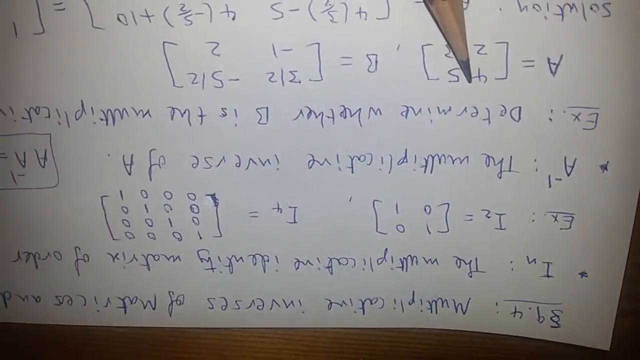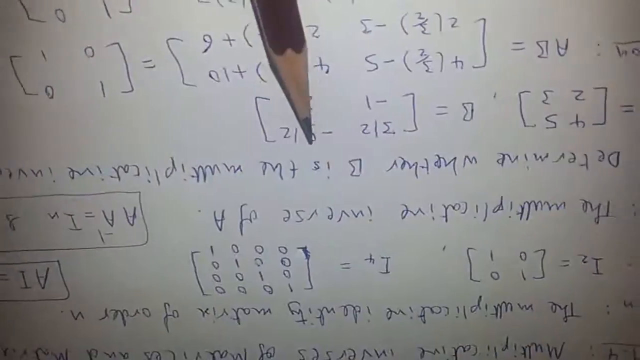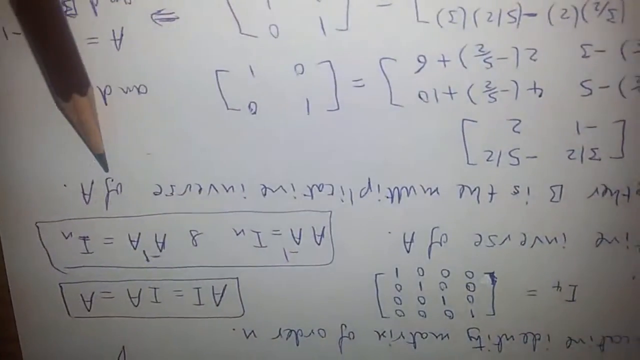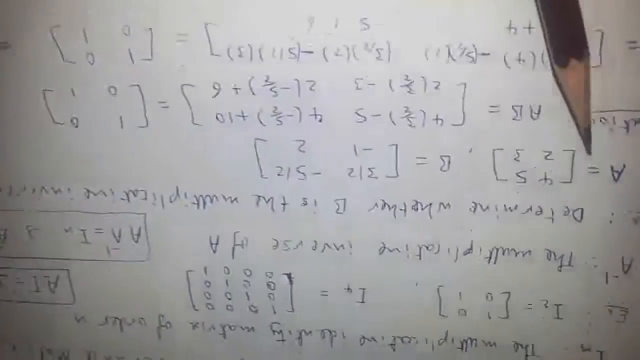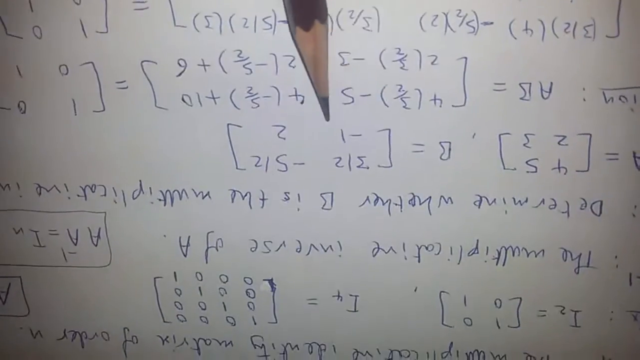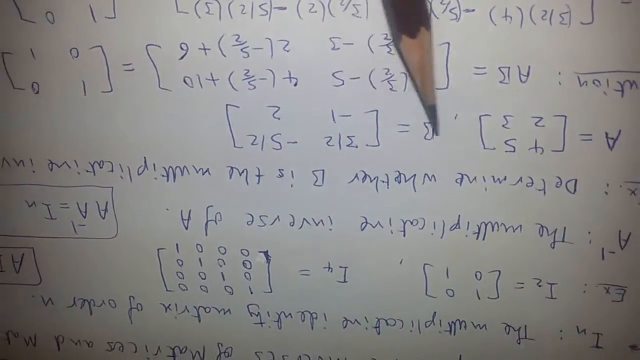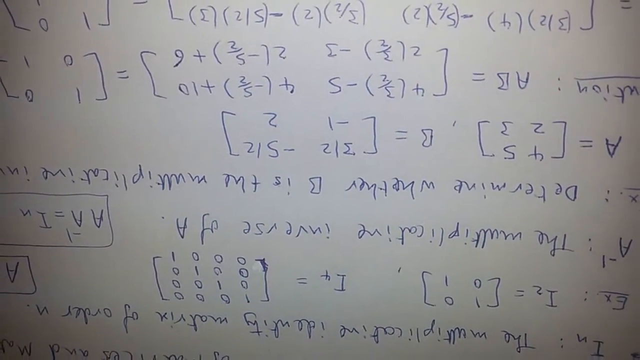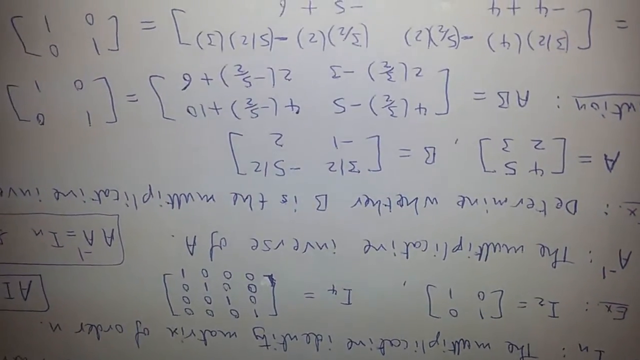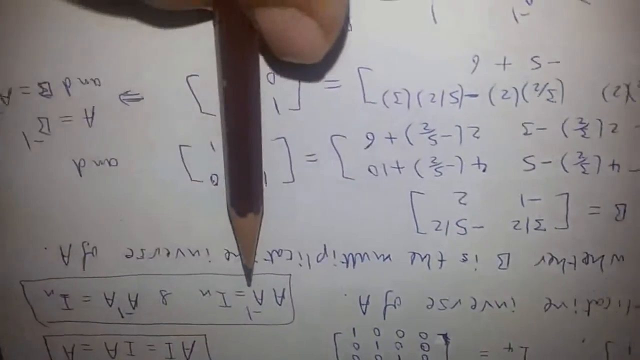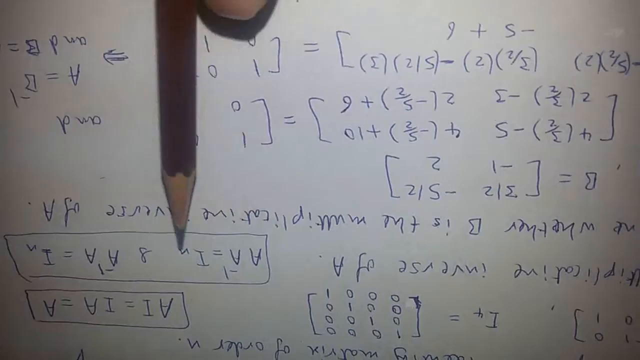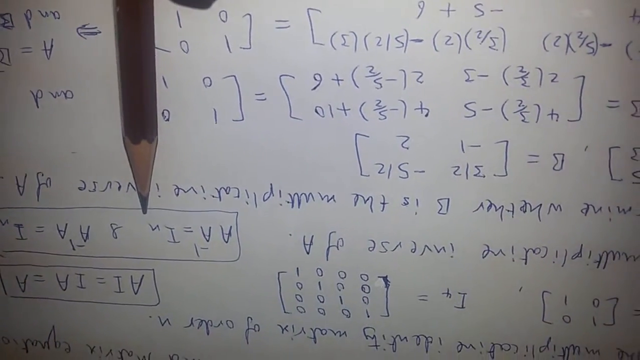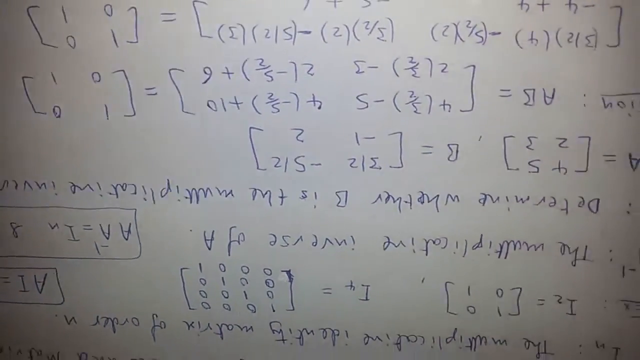Now let us have an example. Determine whether B is the multiplicative inverse of A. So this is the matrix A and this is the matrix B, and the question is, are these two matrices inverses of each other? How to find out? We should multiply them. If their product is the identity matrix, then they are inverses of each other.